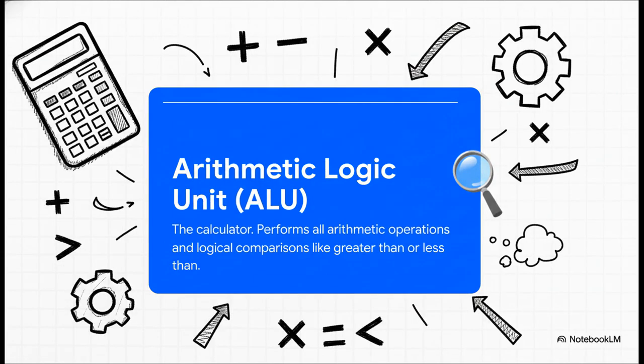Then you have the arithmetic logic unit, the ALU. Now this is the calculator of the group. It's the number-crunching powerhouse. All the math, addition, subtraction, you name it, happens here. But it also does logic, like comparing two numbers to see which is bigger. This is where the heavy lifting of computing actually happens.